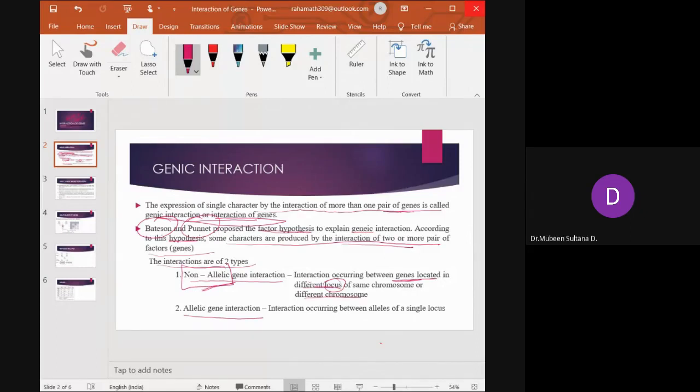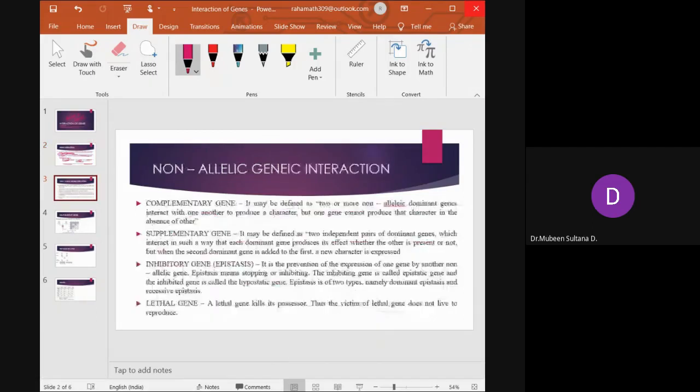chromosome. What is allelic gene interaction? Interaction occurring between alleles of a single loci alone. Within the loci alone, there will be allelic interaction. So we will go one by one. Under non-allelic genic interaction, within your syllabus, we are going to study four types: complementary, supplementary gene interaction, inhibitory gene interaction, and lethal.